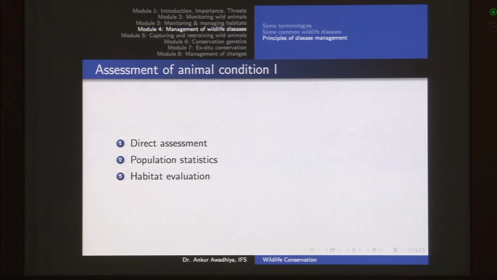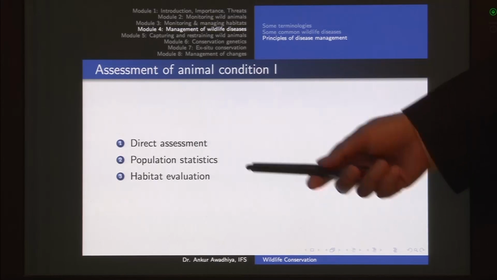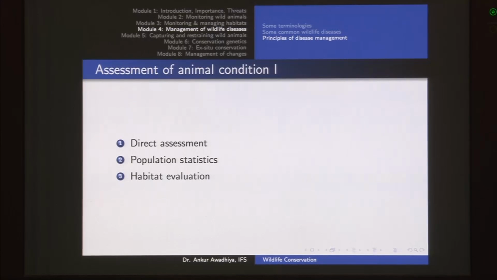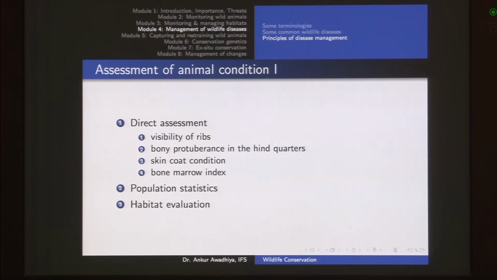Now assessment of animal condition is done through 3 methods. One is direct assessment, in which you look at the animal or any of its body parts. Then you have population statistics, and you also have habitat evaluation. So next we looked at direct assessment. So you have visibility of ribs, bony protuberance in hindquarters, skin coat condition and bone marrow index.